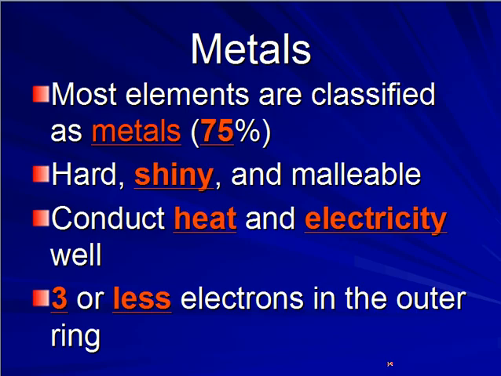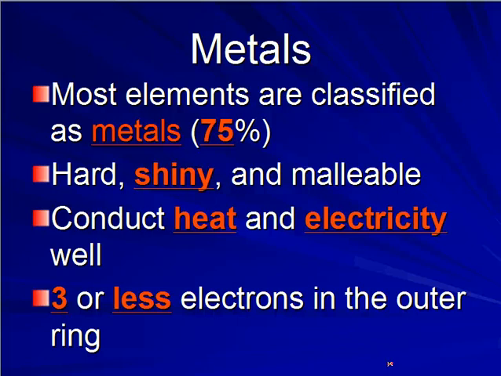Now, before we leave this part, let's quickly talk about metals. If you looked at a periodic table, most elements are considered to be metals. In fact, about 75% of the elements are metals. What do we know about metals? They're hard, they're shiny, they're malleable. Malleable means they can be shaped, they can be bent, like you can shape them into pots and pans and jewelry and wire. They conduct heat and electricity well.